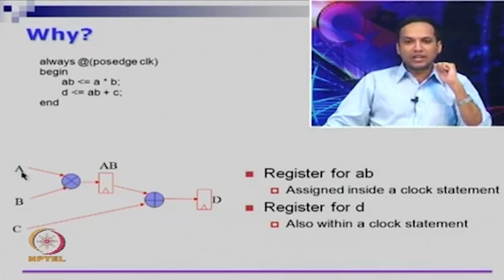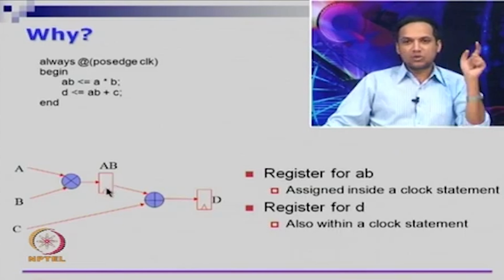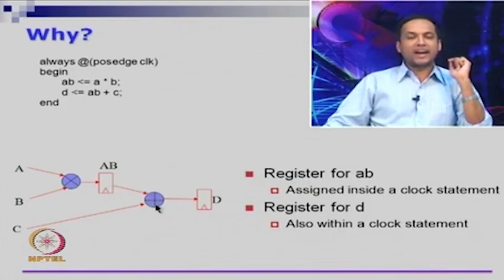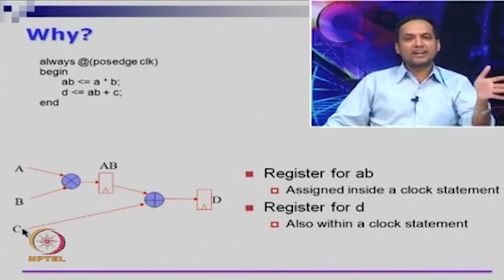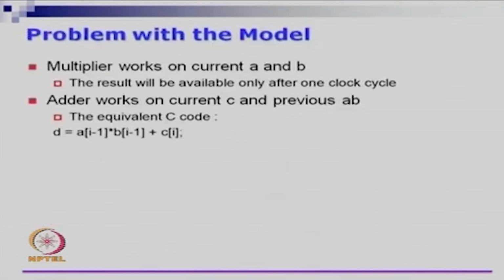This multiplier will be looking at A of I and B of I, and you give C of I here, but this adder will take C of I and AB of I minus 1, because this is a register, it is holding the previous value of the multiplication of A and B. So, it takes AB of I minus 1 and C of I and adds it. This is a problem because we wanted the current inputs A and B multiplied together and added to C. However, we are adding the previous value of A and B's product with the current value of C. If this is not the programmer's intent, then this hardware is incorrect.